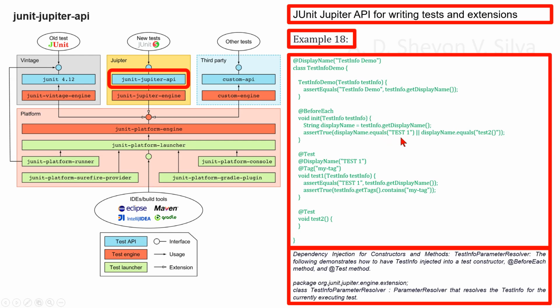The display name is either a technical name, such as the name of the test class or test method, or a custom name configured via @DisplayName. The TestInfo acts as a drop-in replacement for the TestName rule from JUnit 4. The following demonstrates how to have TestInfo injected into a test constructor, @BeforeEach method, and @Test method.